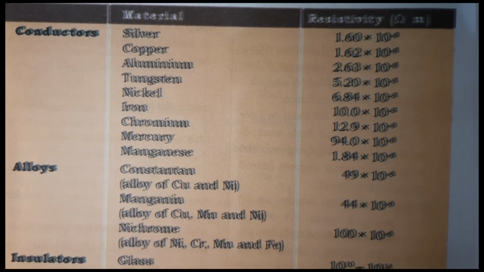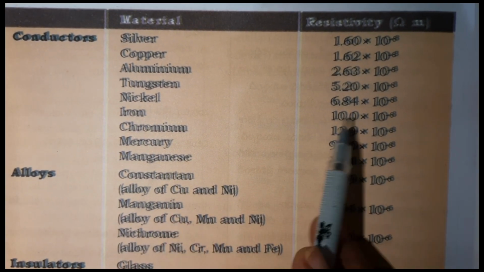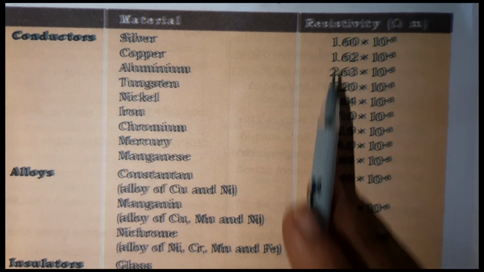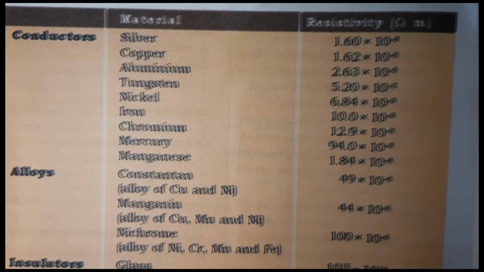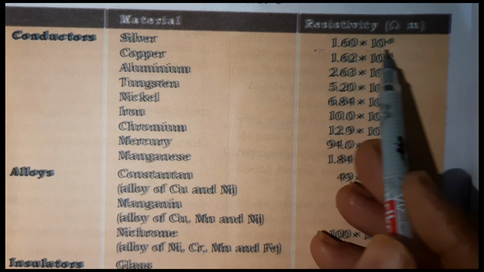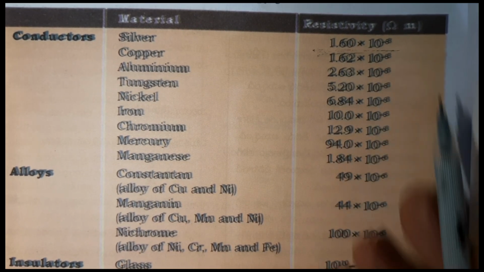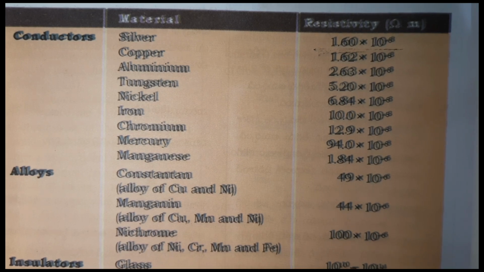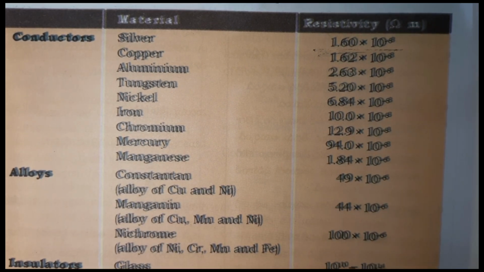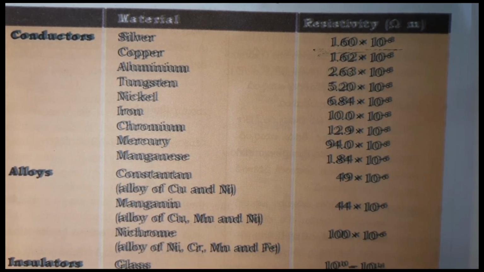From your textbook, this table is important, where they have given the resistivity of different materials. From this, they can ask which one is the best conductor. Silver is the best conductor, whose resistivity is less, and among all here, the one with the greater resistivity will be the insulator. Generally they don't ask; you need not remember all these formulas and values. This will be given in the question.